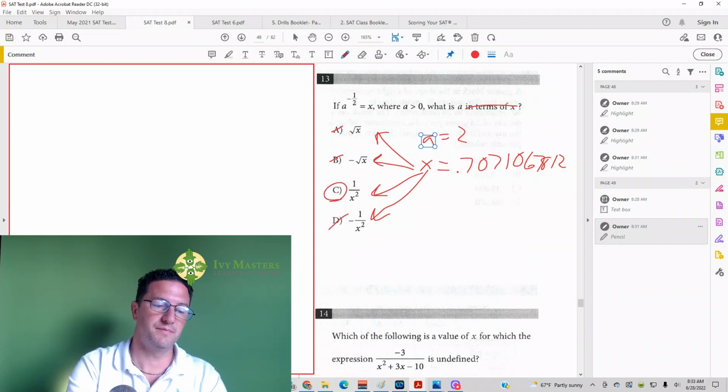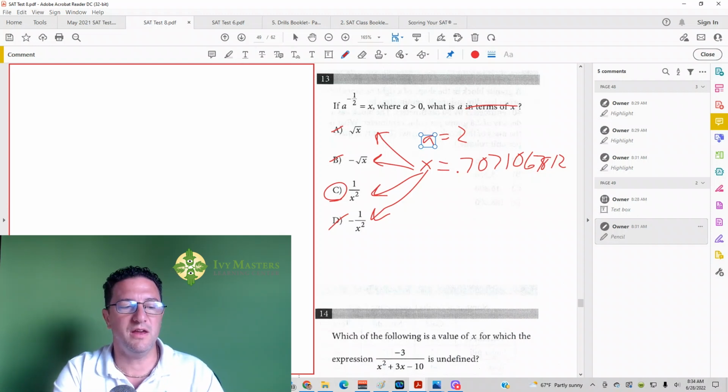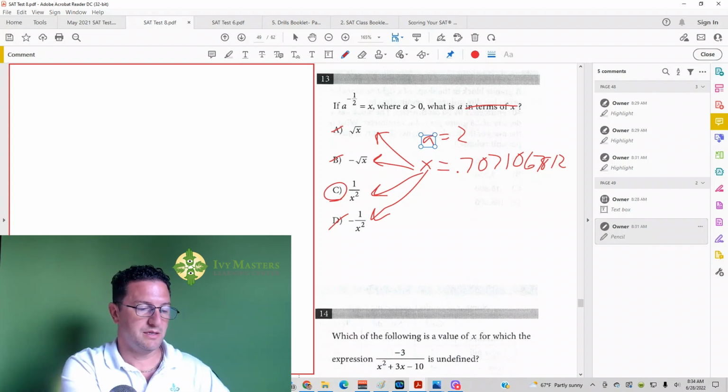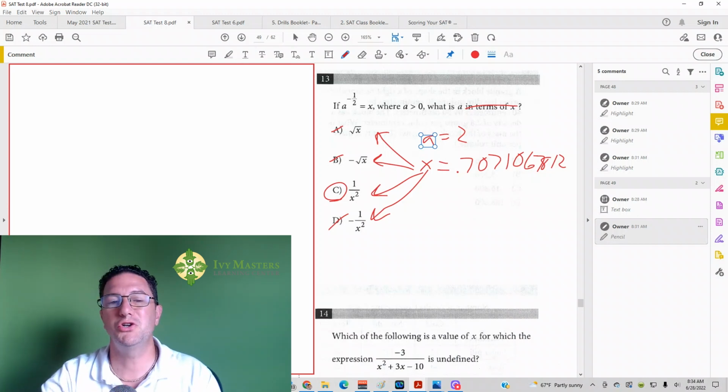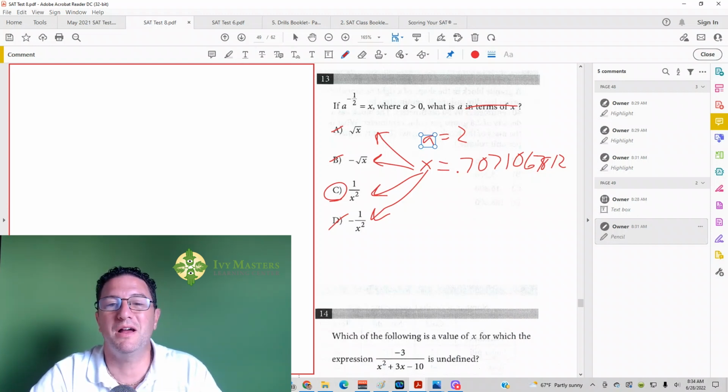You can see that the first way is easier, but you should know this second approach. It applies to multiple questions on every SAT.